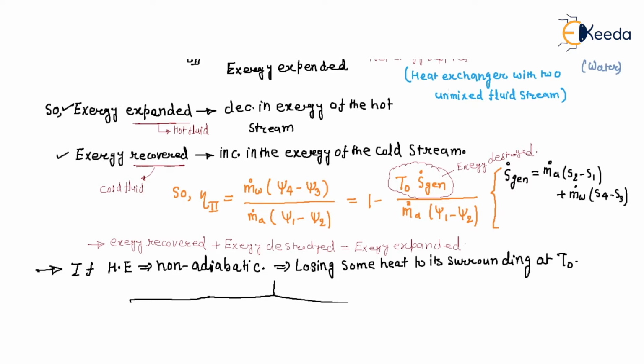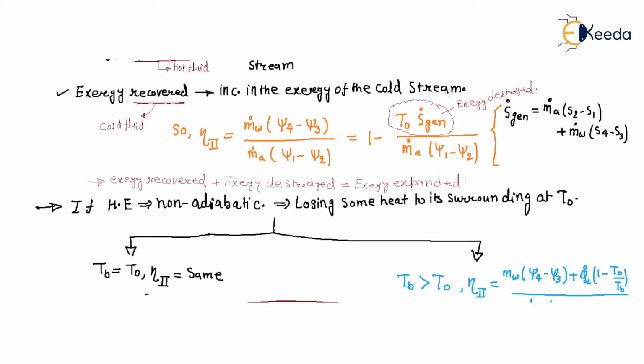Now see, here the heat exchanger is adiabatic, that means there is no heat loss. But if the heat exchanger is non-adiabatic, that means it loses some heat to its surroundings at temperature T0. If the boundary temperature is the same as the surrounding temperature, then this is your formula, the same formula, there is no change.